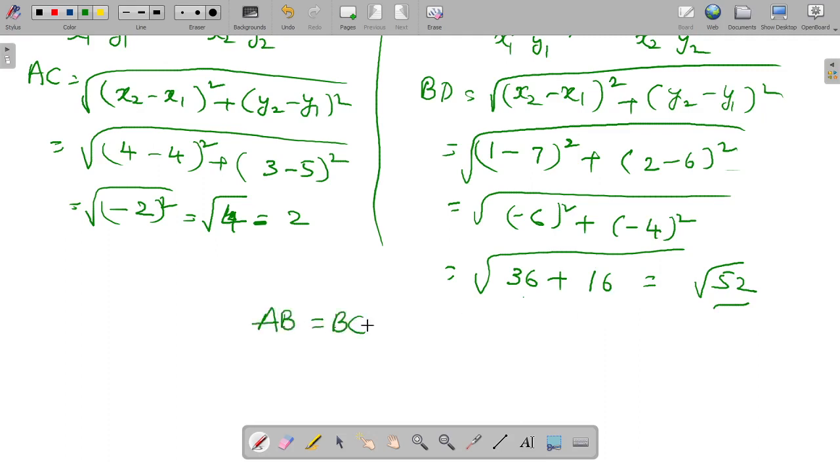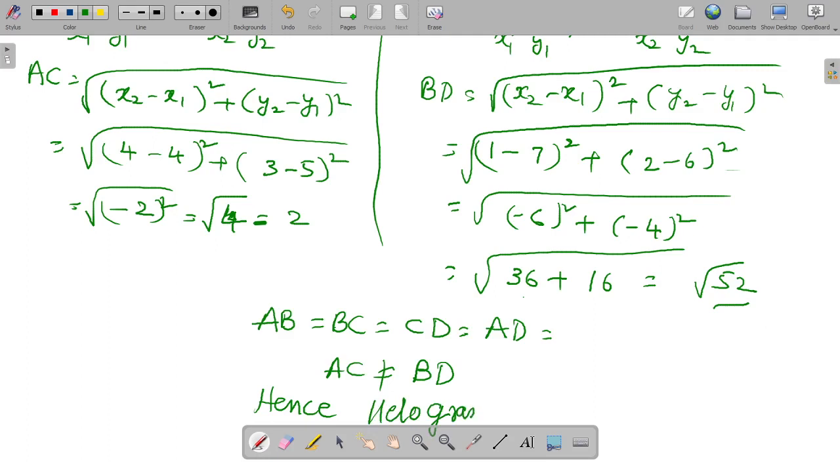Therefore AB is equal to BC is equal to CD is equal to AD? Here AB equals CD and BC equals AD, and AC is not equal to BD, hence it is a parallelogram. Okay, right?